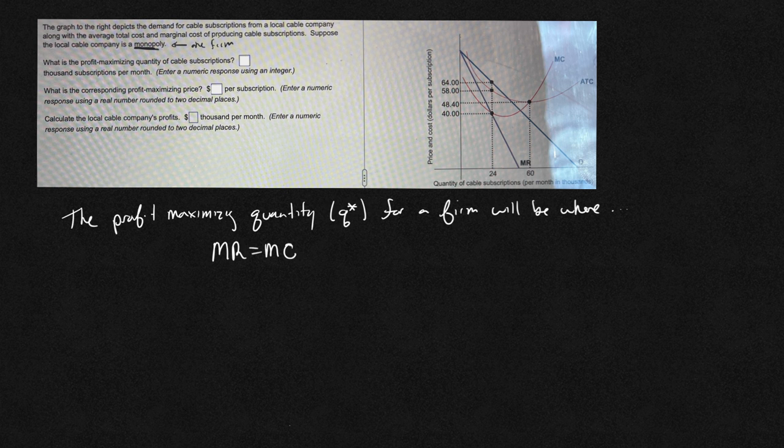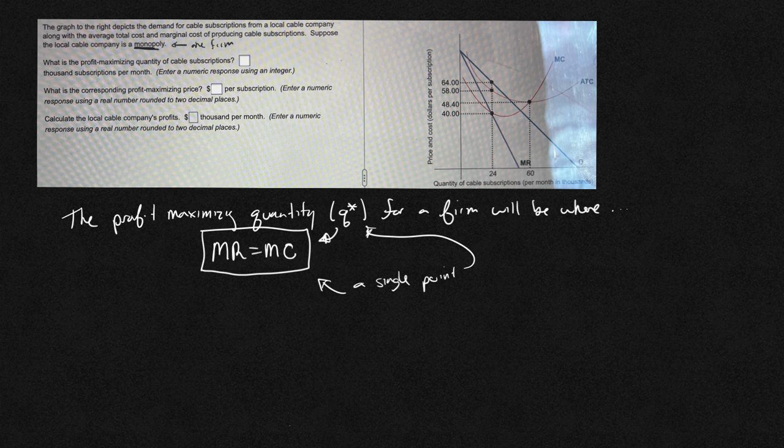Now, I'll make a video that explains why this is the case, but for now, make sure you know that Q star is always going to be at the point where marginal revenue equals marginal cost. Now, marginal revenue does not equal marginal cost all the time, right? Look at the graph. Here's marginal cost. Here's marginal revenue. They're completely different things, but there is a single point where they equal, and that is where that Q star is going to be.